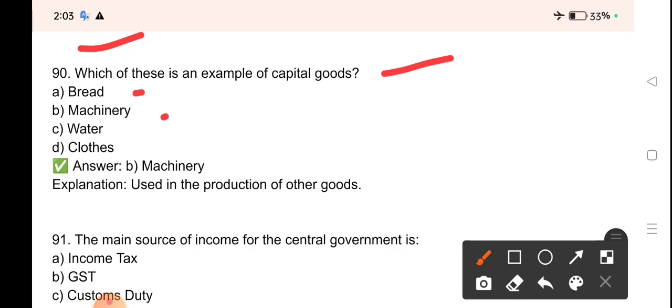Which of these is an example of capital goods? Bread, machinery, water, clothes. Machinery. Machinery is an example of capital goods used in production of other goods.